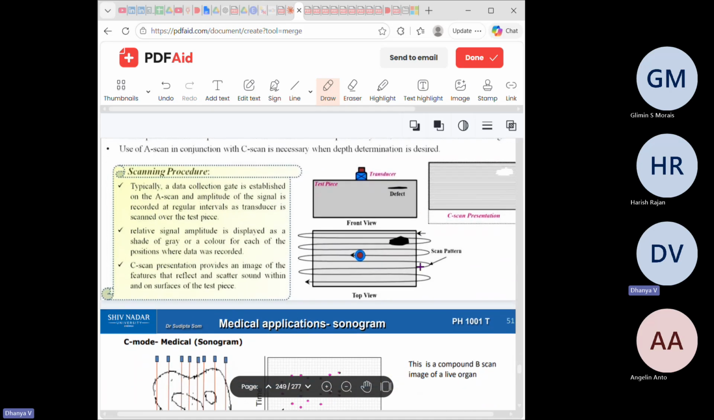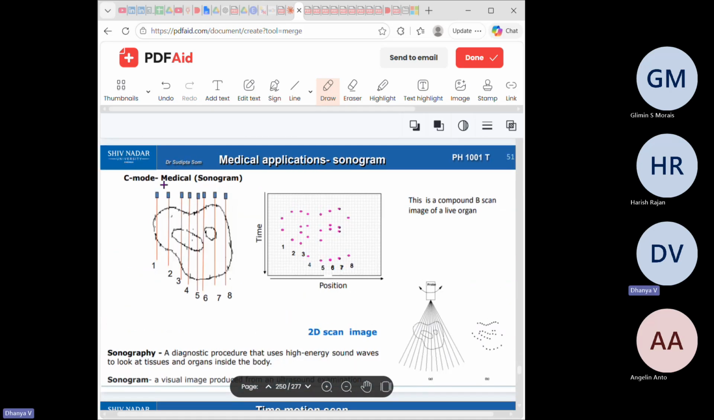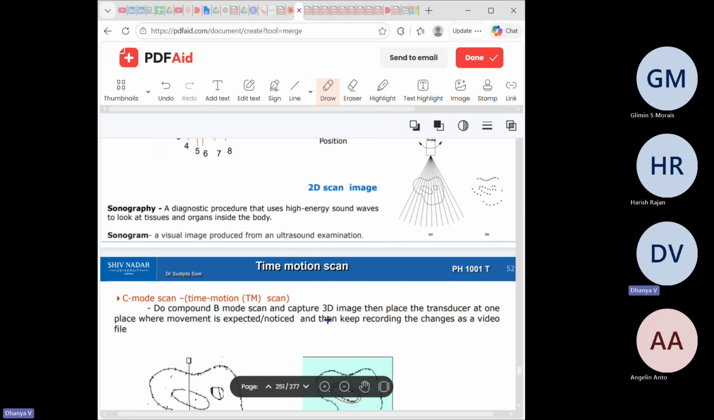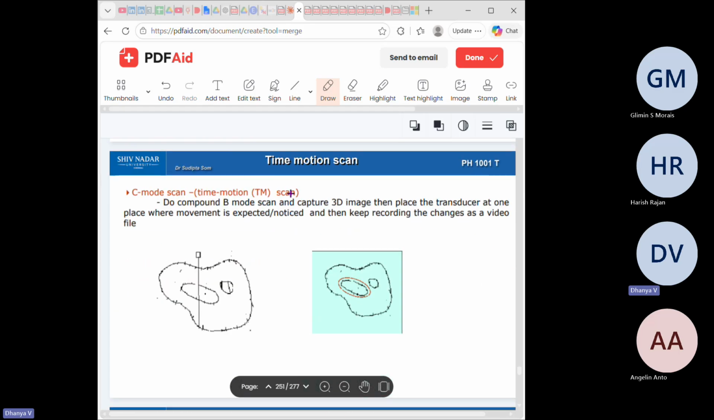It's all the same thing. C mode, medical sonogram. It is used in sonograms. You scan through everything and then you lay your plot. If you connect it all up, you'll end up getting the final picture. For any and every question, just try and draw as much as possible. If you connect it, you'll get your final thing. So it's used in sonography. Your C mode scan, which is the time motion scan, which is your compound B mode scan, is the same thing as I mentioned: you cut through everything and capture the 3D image by plotting the points.